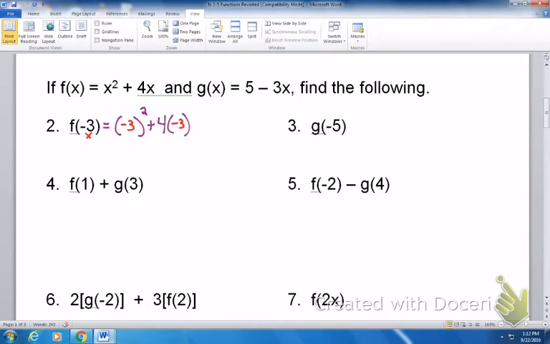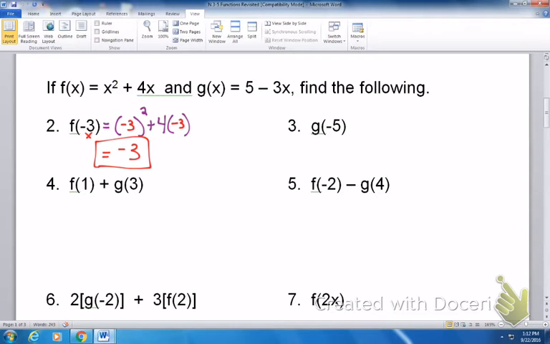Now you need to be really careful and put it in the calculator exactly how we wrote it. Parenthesis, -3 close parenthesis squared plus 4 times open parenthesis, -3 close parenthesis. If you put that into your calculator correctly, you should get -3 for your answer. It's really 9 minus 12.